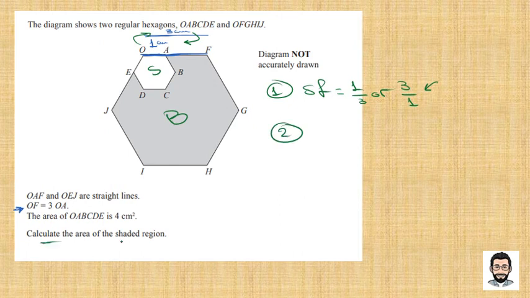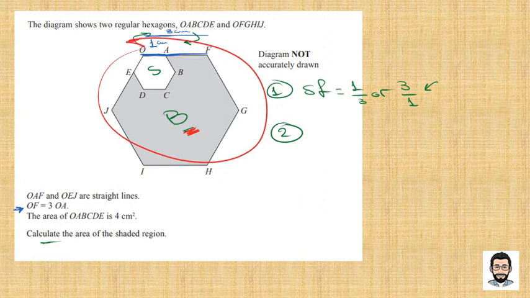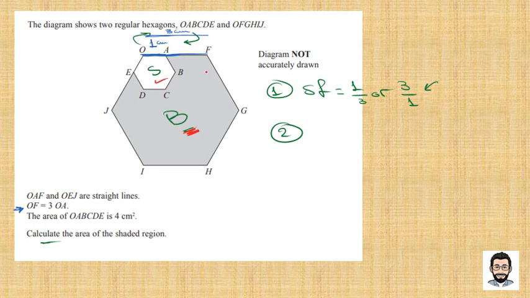Calculate the area of the shaded region. He didn't ask you to find the area of the big one. The big one means even this part is included, which is the whole hexagon. But he didn't say that. He said the shaded only, which means find the area of the entire hexagon, then subtract the area of the small one. So we're going to find the area of the big one firstly, then subtract from it the small area.